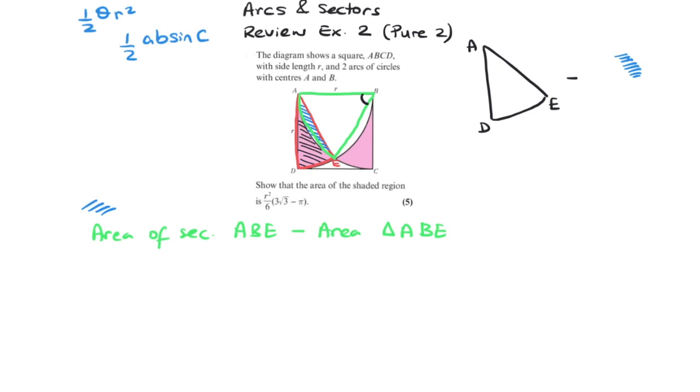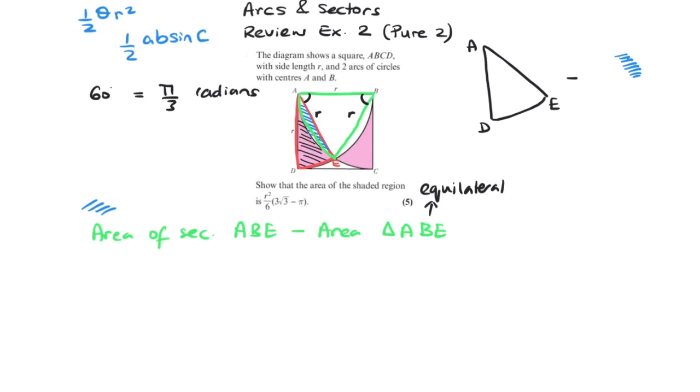Because this is an equilateral triangle: if I draw this as R, this is also R, because A and B are the centers of circles. That means triangle ABE is an equilateral triangle, and in an equilateral triangle the angles are all 60 degrees. But be careful, we're dealing in radians, so 60 degrees is pi over 3 radians, and let's work this out in terms of r. We don't have to work out the value of r as the question doesn't ask us to.